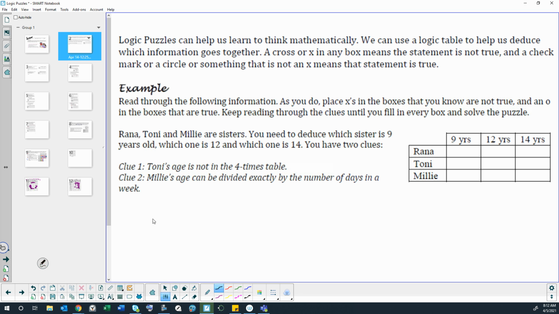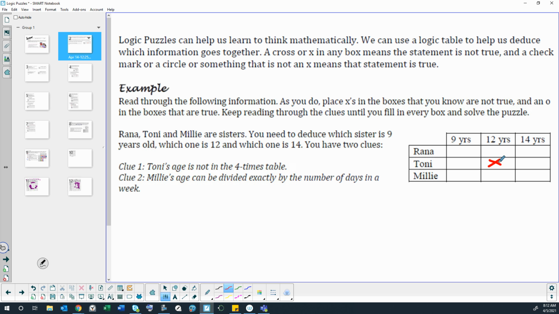Alright, so below that there are some step-by-step instructions that you have on your paper. It says solution. I didn't copy and paste them here, but I'm going to read through them as I do this. So, solution 1. From clue 1, we know that Tony is not 12. Put an X in the box where Tony lines up with 12 years.